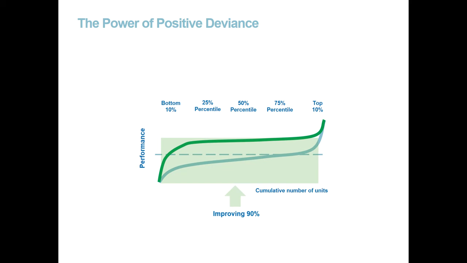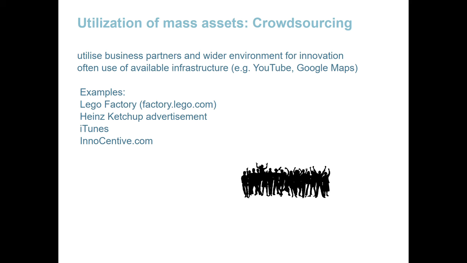So that is a deep dive into one form of utilization of hidden assets, your people. I'll give you a fourth example for utilization, which is utilization of so-called mass assets. So assets you have available to access in your ecosystem, but you don't necessarily own them in the sense that you own your workforce or your staff. So the idea here is that for ideation, for innovation, you utilize business partners, customers, and the wider environment that you have available through infrastructure such as social media or digital platforms. And there's a variety of very famous examples, Heinz Ketchup, the iTunes App Store, Incentive, or Lego Factory.